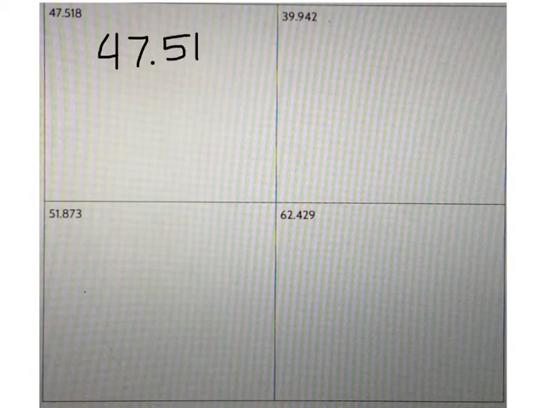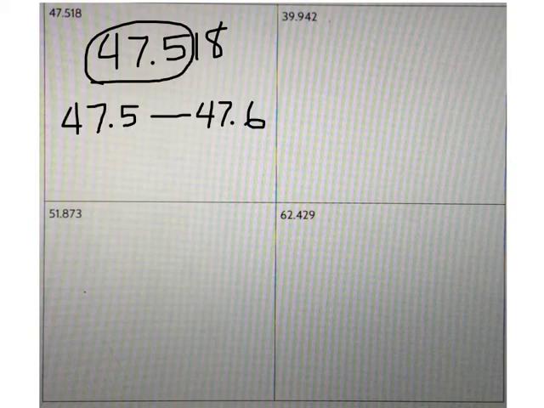Now let's try a few. Round 47 and 518 thousandths to the nearest tenth. Which 2 tenths is this number between? This is between 47 and 5 tenths and 47 and 6 tenths. What is the result when I round this number? The 1 is less than 5, so this number is less than halfway. So the answer is 47 and 5 tenths.